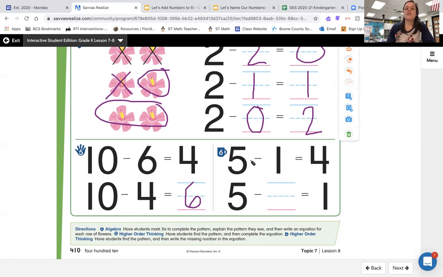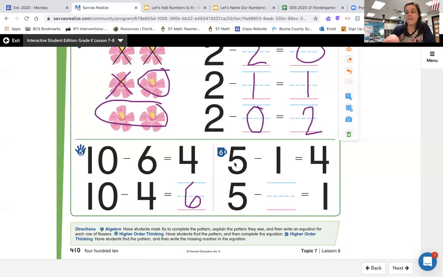Okay? We're going to try number 6 the same way. So I'm going to read the top sentence to you, and I want you to read it back to me. 5 take away 1 equals 4. Your turn. 5 take away 1 equals 4. This one on the bottom says 5 take away blank is 1 left over. Well, if you notice right here, if we have 5 and we split it into 2 groups, we have a group of 1 and a group of 4. 1, 2, 3, 4, that all together equal 5.